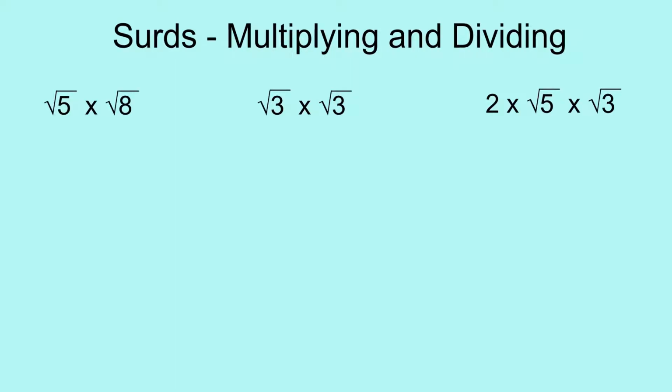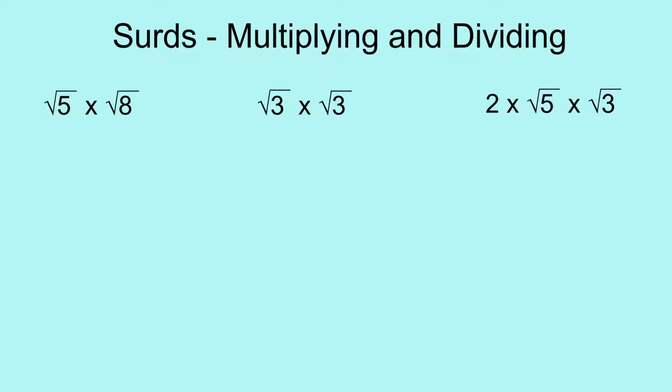Today we're going to be looking a little bit at surds, specifically multiplying and dividing. So we're going to start off with a few examples of multiplying surds. Basic idea is that the multiplication is just the same as standard multiplication as long as both of the numbers are under square root signs.